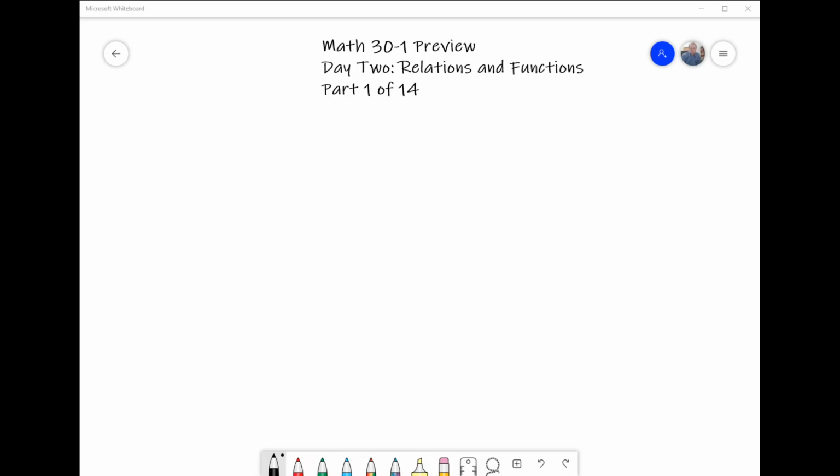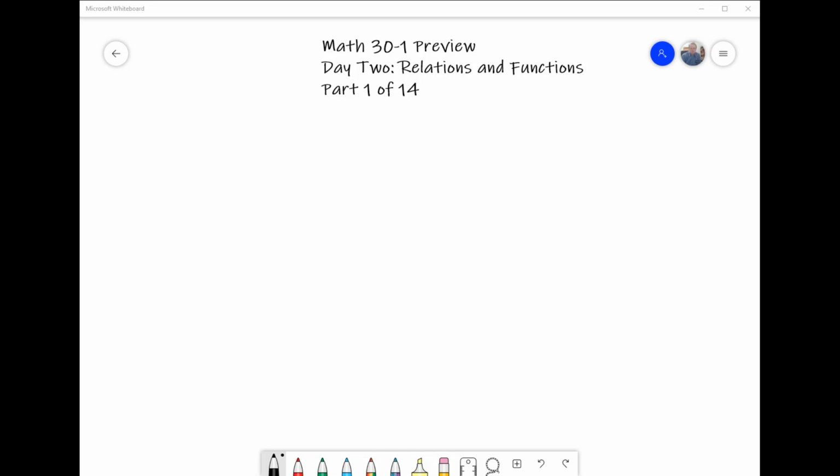So the next unit in our preview of Math 30-1 is Relations and Functions. This is a 14-part unit. It is more than half of the course. So we're doing this preview on day 2 because our third and final unit is the shortest of them, which involves a lot of review of Math 30-2. So we'll be able to breeze through that review a little more quickly, just in case we need to spend more time on the day 2 content when we get there.